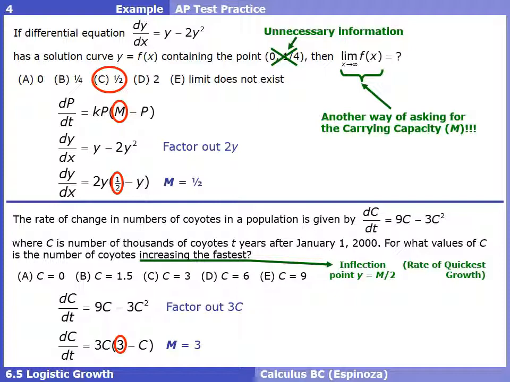So if we want to find for what values of c is the number of coyotes increasing the fastest, we know that happens at half of our carrying capacity, which is 3 over 2, or 1.5. So at c equals 1.5, the number of coyotes is increasing the fastest.